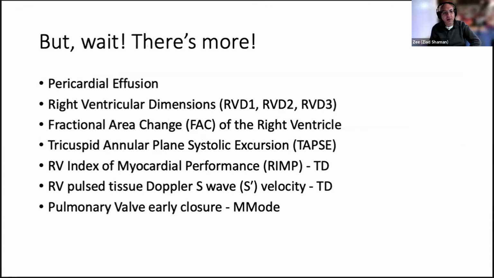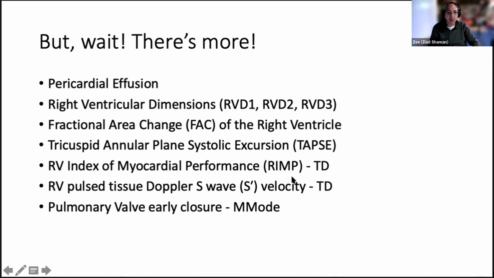So there is more to the story, and I'm not going to go over these in detail. But if you have pericardial effusion or if you have low TAPSE, you are more likely dealing with a severe pulmonary hypertension situation. These two measurements of RV diameter and fractional area change are not uncommonly done, and you might have heard of the fractional area change that you can do of the LV. You can do the same thing for the RV.